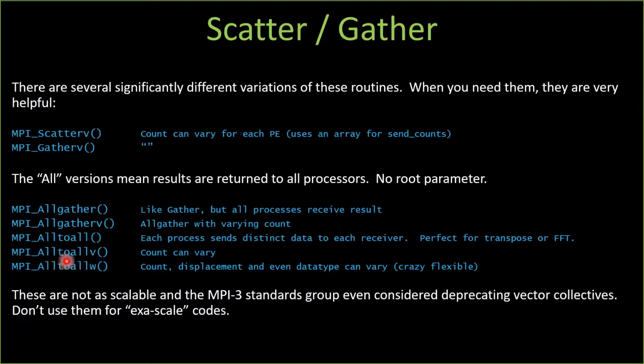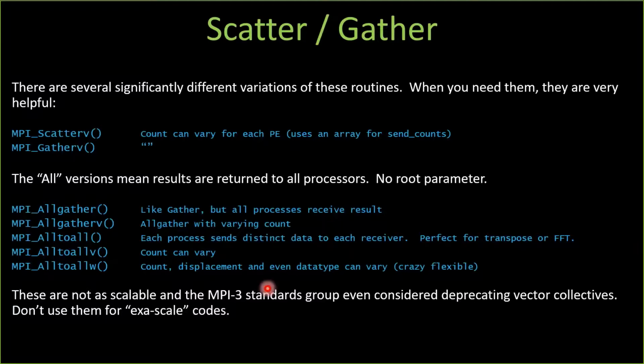All to all allows each one of the PEs to send data, in some regular pattern, to all of the other PEs. This shows up, for example, if you were doing a transpose of all of your data for something like an FFT. That would be exactly what you would use right there.